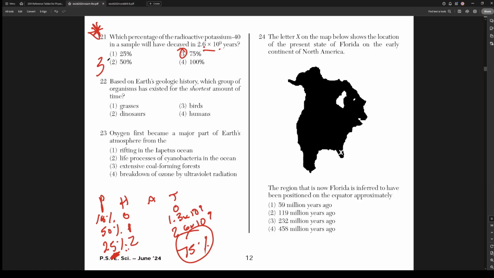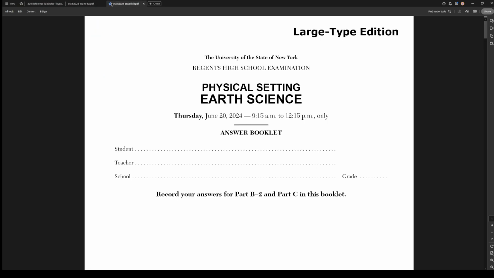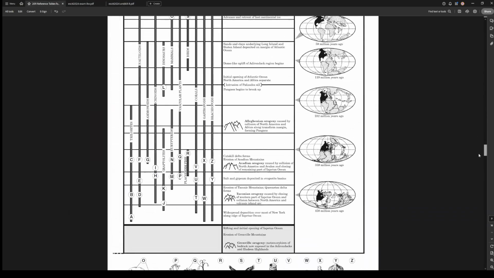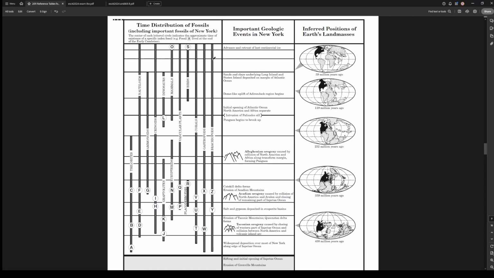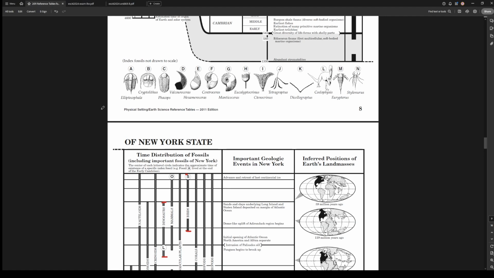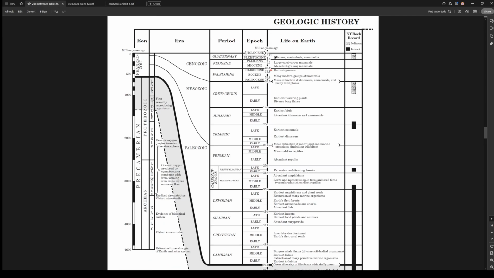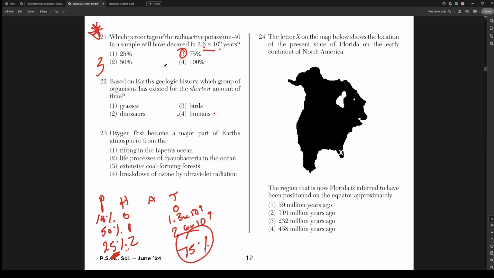22. Based on the geologic history of the Earth, which group of organisms existed for the shortest amount of time? Okay, let's see. Well, first, let's think. It's probably humans because we've barely been here, but we can go look. Geologic time scale. So birds, look, birds have been around for this many years. Dinosaurs here. Grass, I mean, grass is right here, and then humans barely. So it's humans.